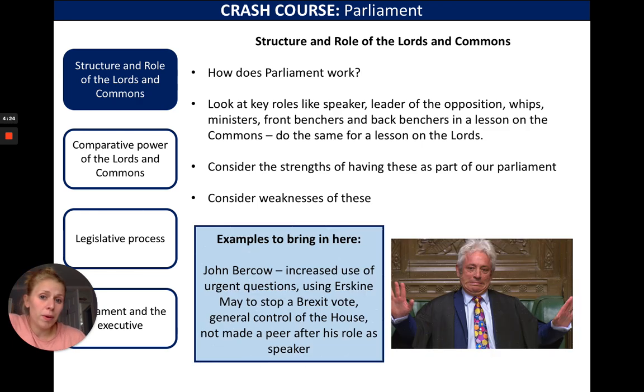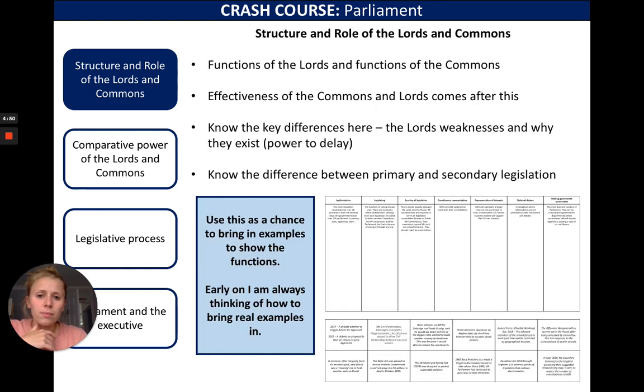A really good example to bring in here is John Bercow, obviously no longer the Speaker, but he was fantastic when it came to increasing the use of urgent questions. He used Erskine May, which is an authoritative work, to stop the Brexit vote. His general control of the House was really interesting, and also he wasn't made a peer after leaving his role as Speaker, which is really unusual. So him alone provides you with endless examples about Parliament. So I definitely have a little look into him and try and get him into lessons.